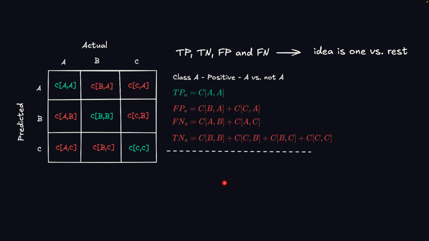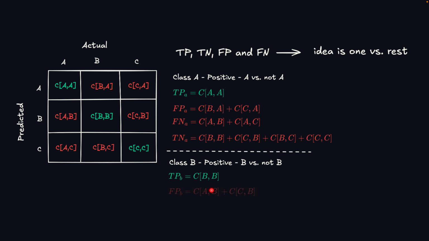Now let's see one more example. This time we'll pick class B. Class B is going to be our positive scenario. So now the way we need to look at this is B versus not B. On one side we have B and on the other side we have anything which is not B. Our true positive is going to be this one, because our actual value is B and we have also predicted it as B. So this is true positive for B.